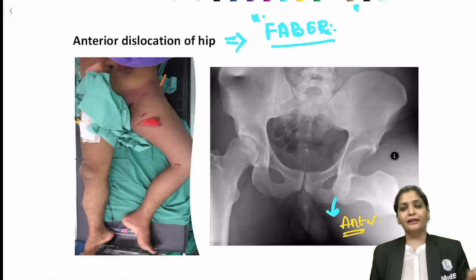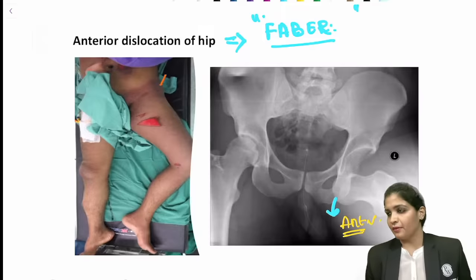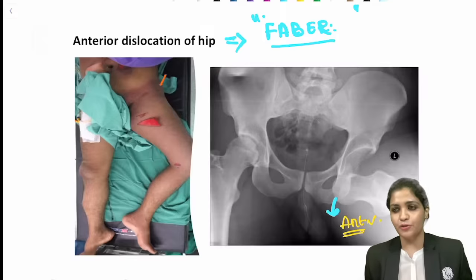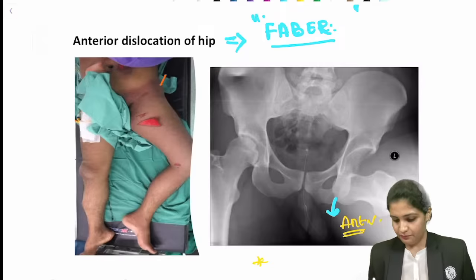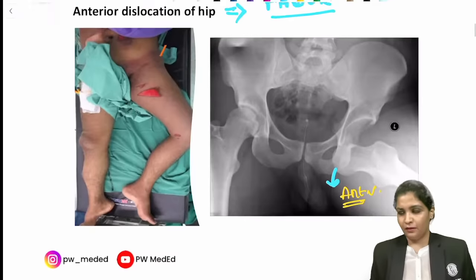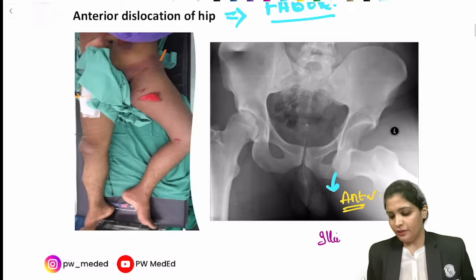So, what is the important ligament which is present on the anterior aspect of the hip joint? One of the strongest ligaments? Yeah, Faber father is done. Now, tell me what is the important ligament present on the anterior aspect of the hip joint? I'm waiting for your answer. So it is the iliofemoral ligament, right? Yeah, very good.